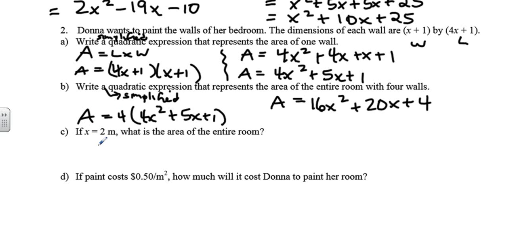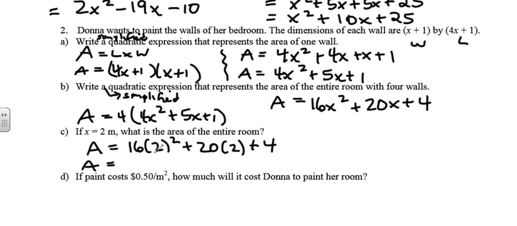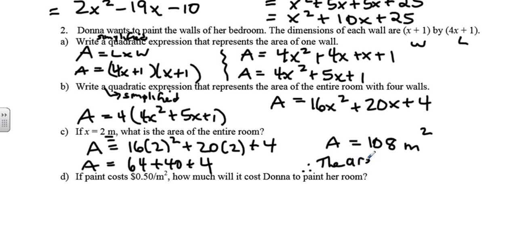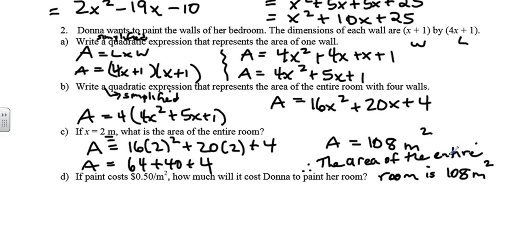If x equals 2 meters, what is the area of the entire room? Well, all we're doing now is solving for the area when the x is 2. So we're just going to sub in 2 to our equation in simplified form. So A equals, don't forget BEDMAS, you have to square first and then you multiply through by 16. So this would be 4 times 16, which is 64, plus 40 plus 4, and if we add those numbers together, that's 104 plus 4 is 108. And this was in meters, so our area will be in meters squared. Therefore, the area of the entire room is 108 meters squared.